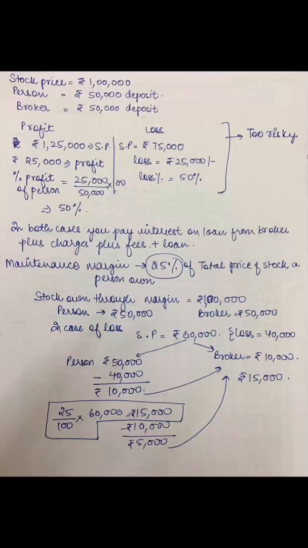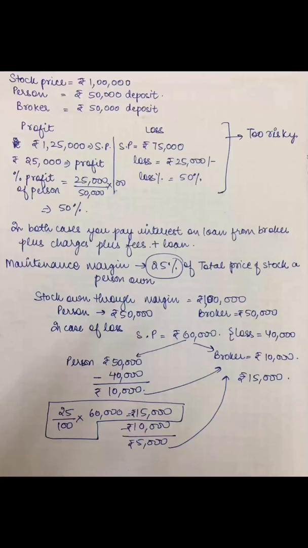Like in the second example, suppose the person now purchases 1 lakh rupees of stock again through margin, like 50,000 he invested from his own pocket, and from the broker he has taken a loan of rupees 50,000. So in case of profit, it is good for him, like in example 1. But what if there is a loss? Let us suppose that the price of the stock has decreased from 1 lakh to 60,000. So he is now bearing a loss of rupees 40,000.